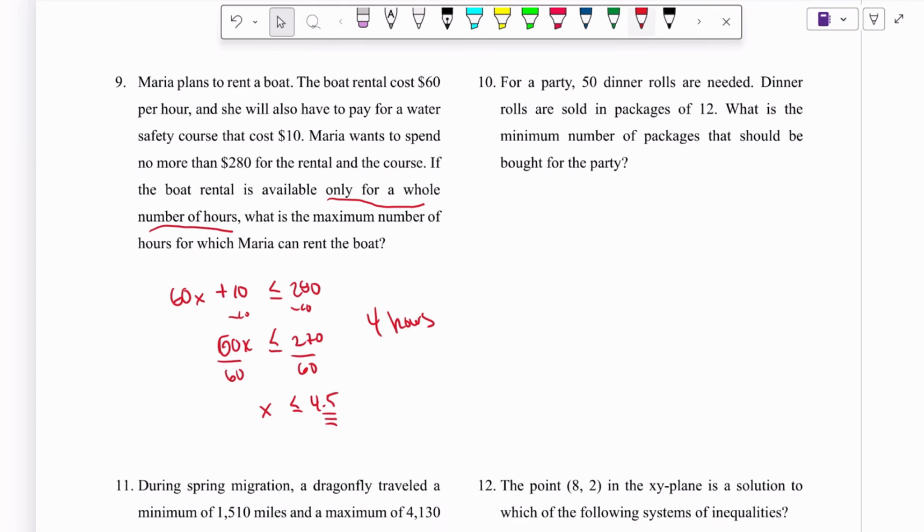A dinner party needs 50 dinner rolls. Rolls are sold in packages of 12. So how many packages do I need to buy? Okay, 50 is how many I need. They come in packages of 12. 5 times 12 I know is 60. That's more than I need. Drop it down by one package. 4 times 12 is 48. That's not enough. How many packages do I need to buy? I'm going to be buying 5 packages and having some extra rolls.